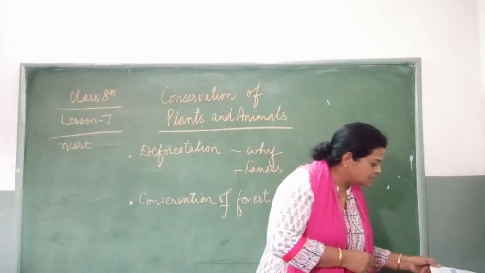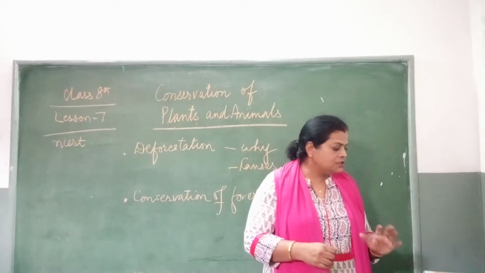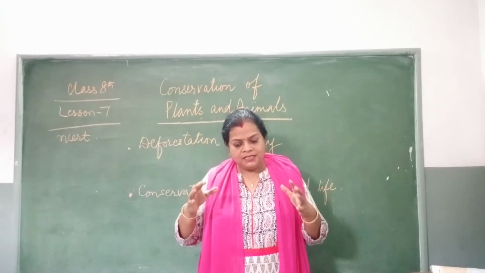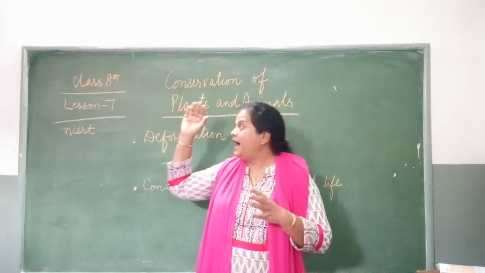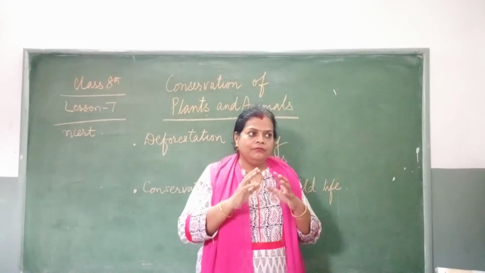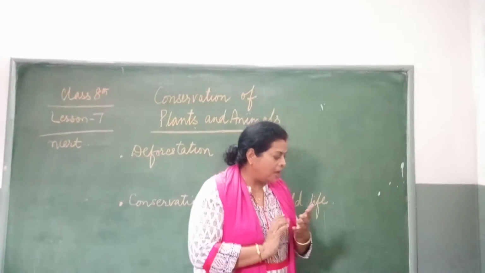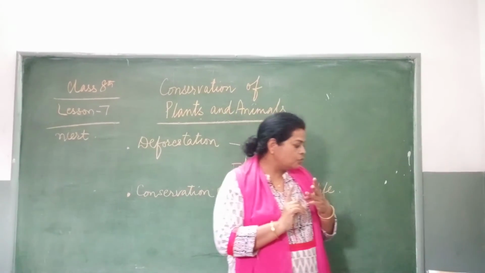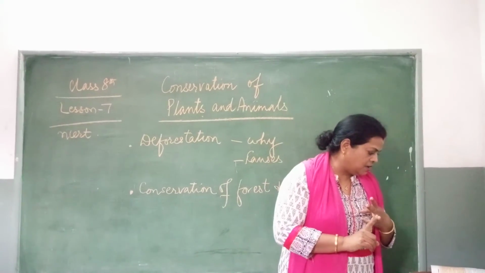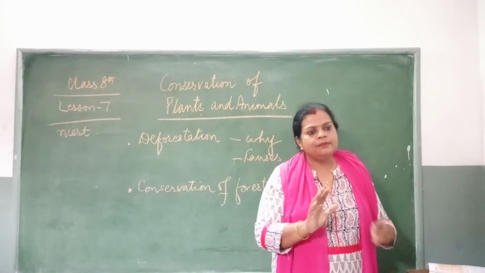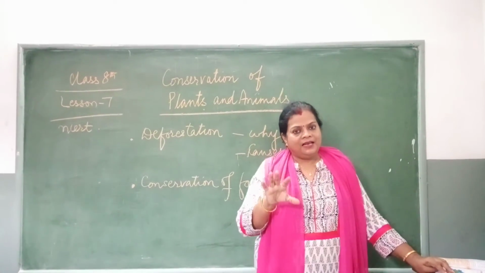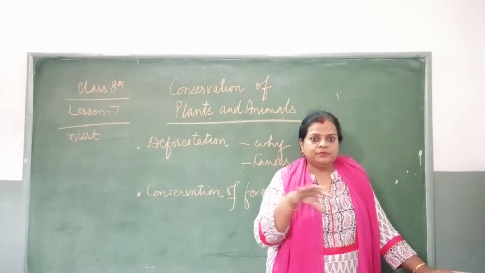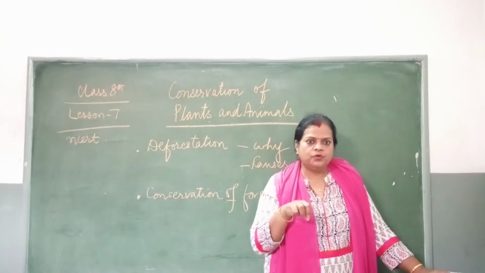Next, there are a few words related to this, about how to conserve our animal life. Now we need to know these few words. One is sanctuary, another is national park, and another is biosphere reserve, which protect animals and the land and the tribes living there. So let's understand the difference between the three.